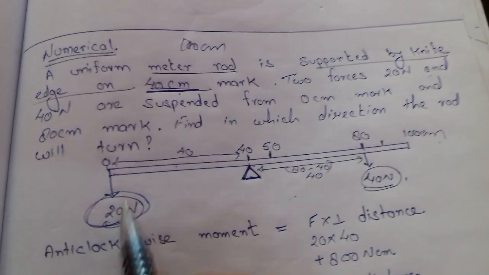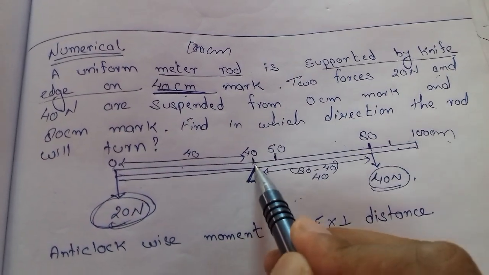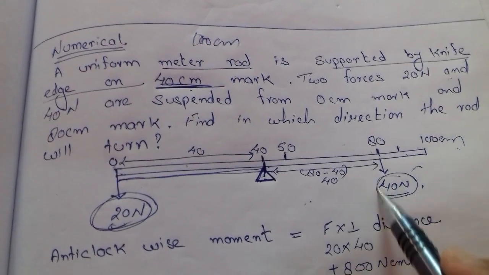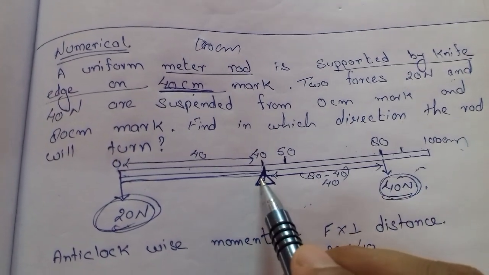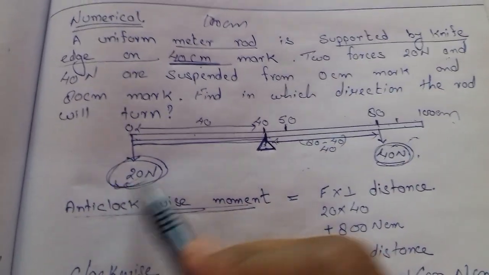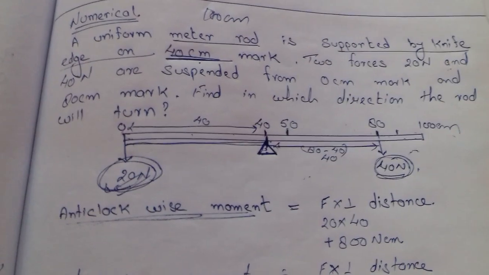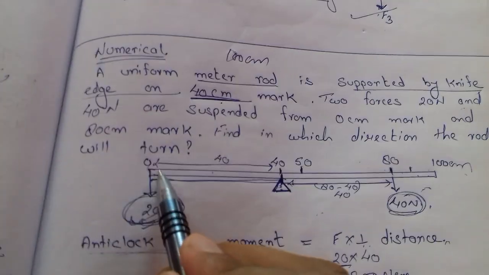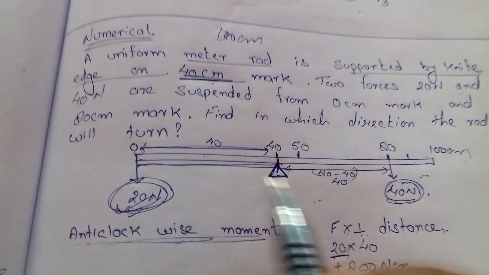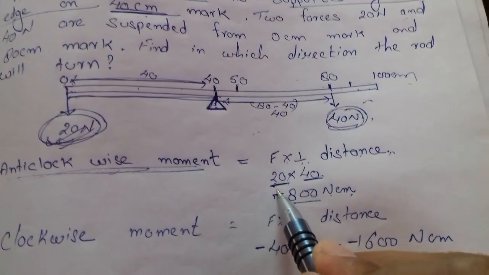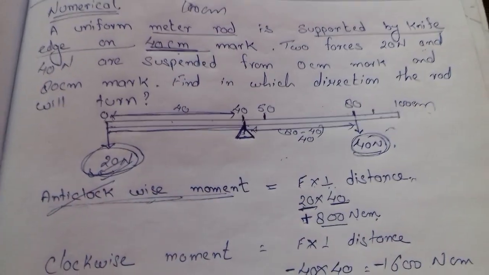This is the force, and this is the perpendicular distance from the fixed point. Same way over here, this is the force and this is the perpendicular distance from the fixed point. The anti-clockwise moment is due to the 20 Newton force. So apply the formula, force into perpendicular distance. Force is 20 Newton and the perpendicular distance from the fixed point is 40 centimeter. So 20 Newton into 40 centimeter gives 800 Newton centimeter, and the sign we take as positive because it is an anti-clockwise moment.